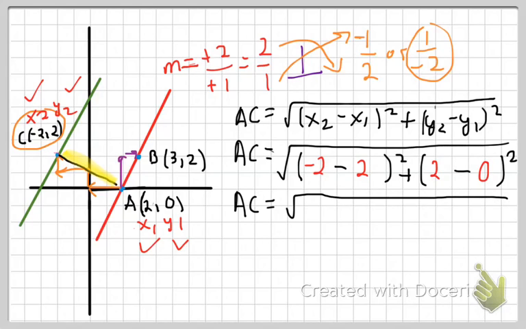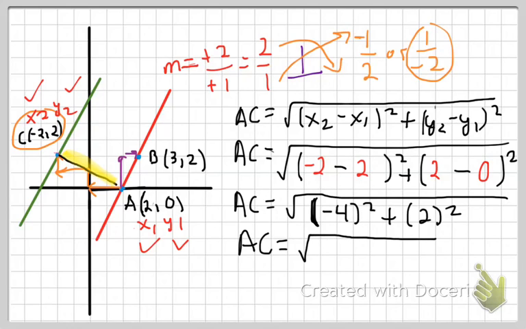Okay, so turns out negative 2 minus 2 is negative 4. Don't forget the parentheses. Plus 2 squared. So I go AC equals the square root of 16 plus 4. AC equals the square root of 20.